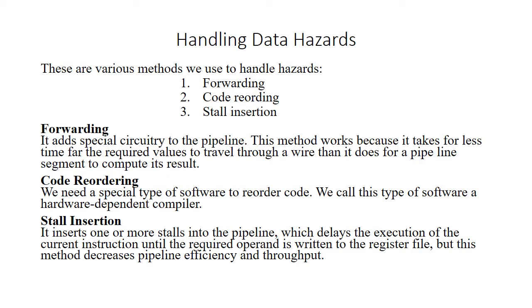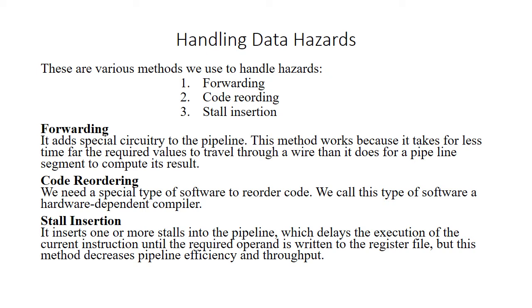Now let's know about the handling of data hazards. There are various methods. The first one is forwarding, the second one is code reordering, and the third one is stall insertion. Forwarding adds a special circuitry to the pipeline. This method works because it takes far less time for the required values to travel through a wire than it does for a pipeline segment to compute its result.